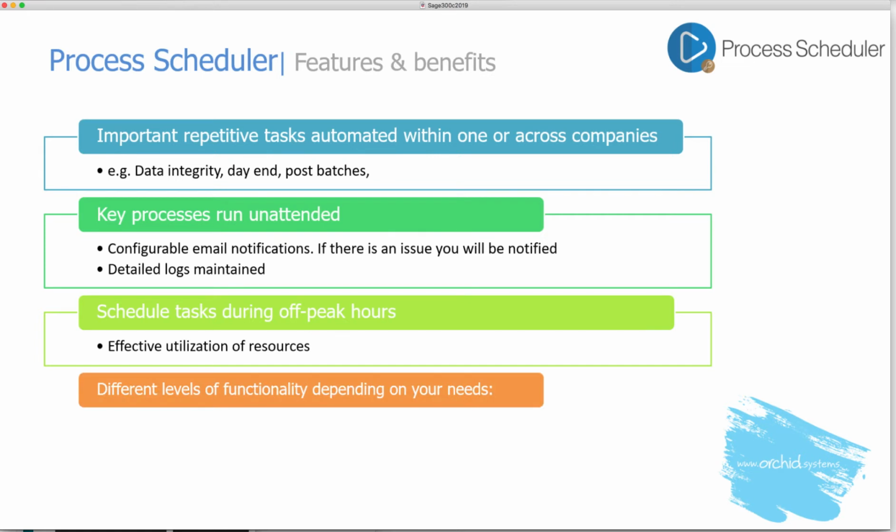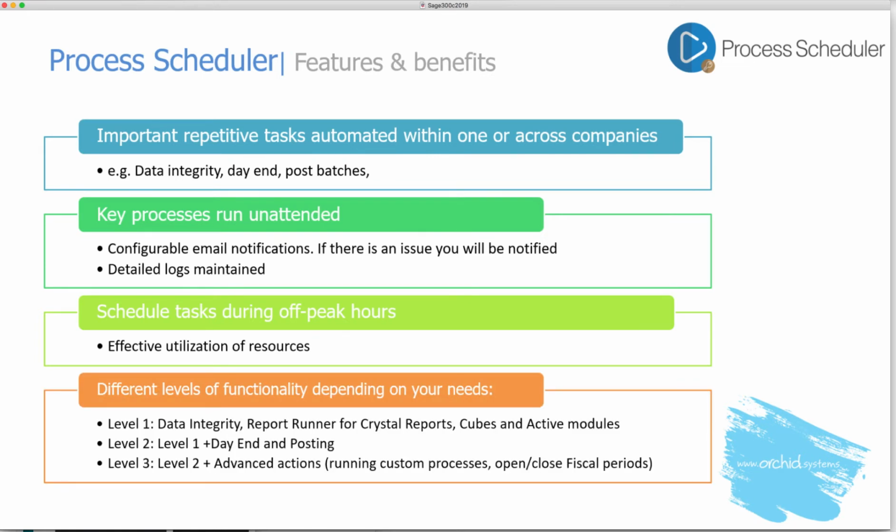Process Scheduler includes different levels of functionality depending on your need. Level 1 for data integrity, refreshing Crystal Reports through Report Runner, refreshing Info Explorer cubes, listing active modules. Level 2 includes all those levels plus the posting of various types of batches. Level 3, all the previous ones plus more advanced actions such as running custom processes, automate distribution of GL financial reports through Report Runner, opening and closing fiscal periods.